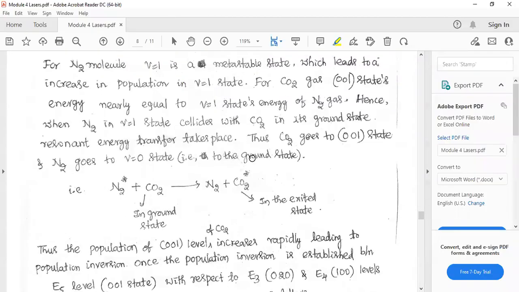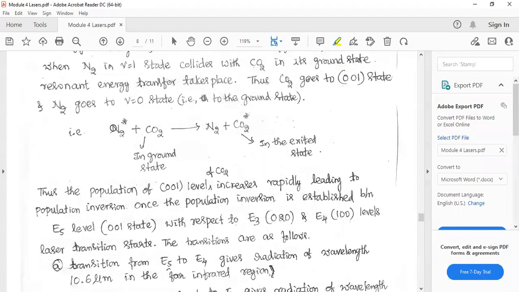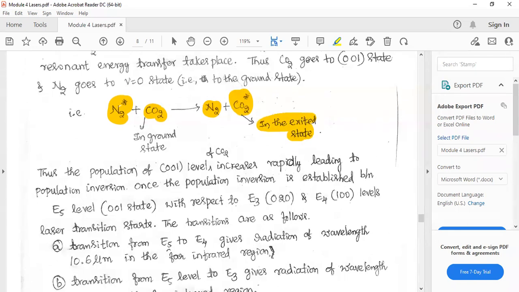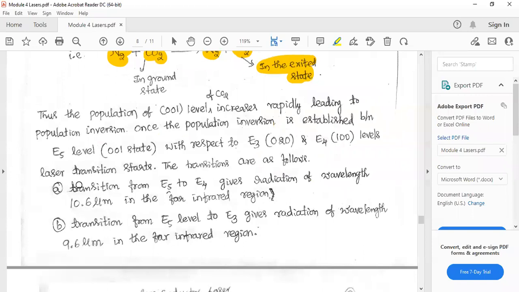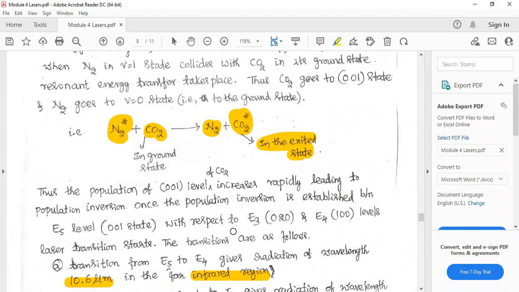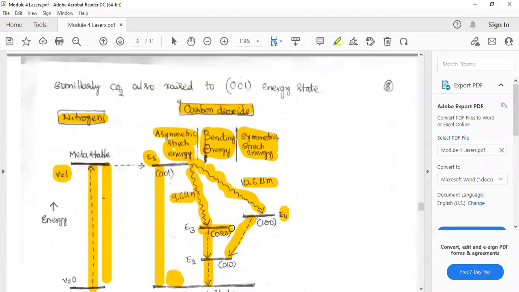This question will be asked. You can again see this using an equation. N2 star, that is the excited nitrogen molecule, hits the ground state carbon dioxide molecule, and N2 star will become N2, that is the ground state nitrogen molecule, and the CO2 which is in the ground state will now become CO2 star, that is the excited carbon dioxide molecule. Finally, you will get two radiations in the infrared region, one of 10.6 micrometer and another of 9.6 micrometer in the far infrared region. This is all about the carbon dioxide laser.